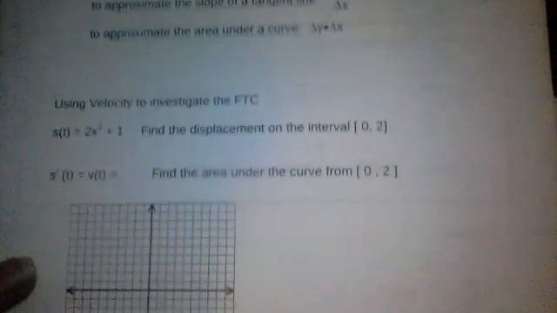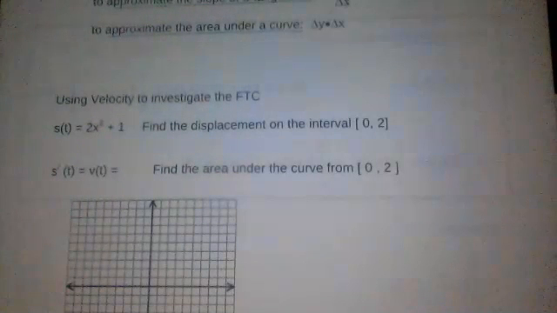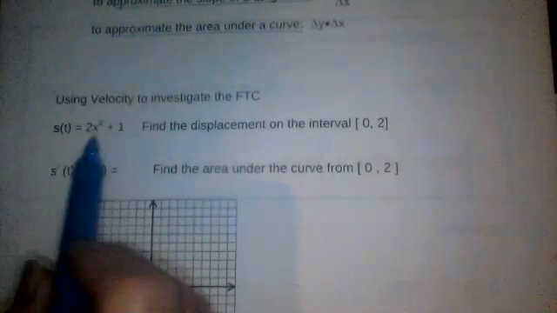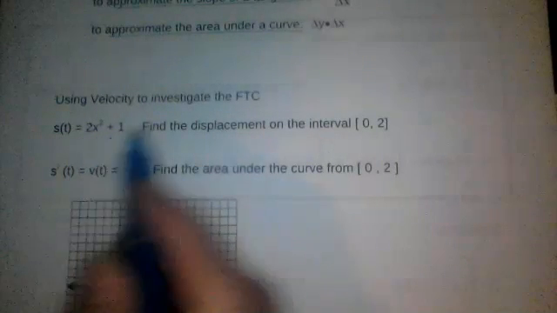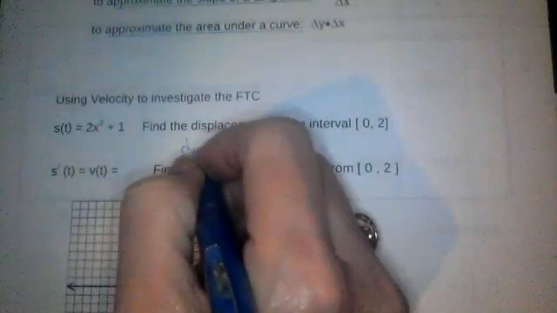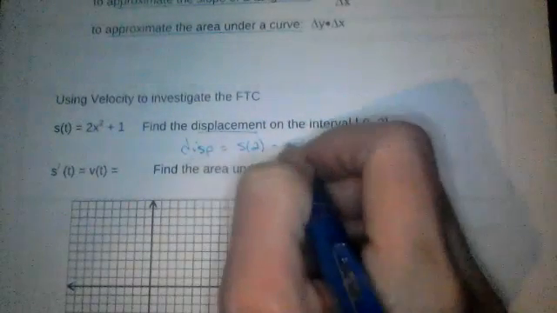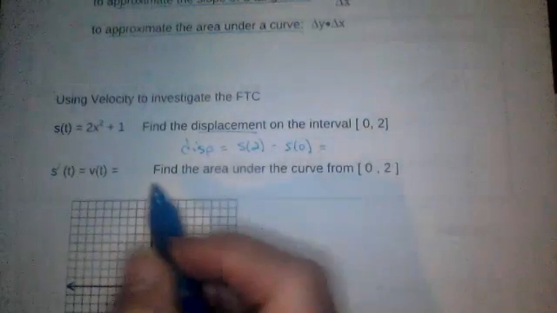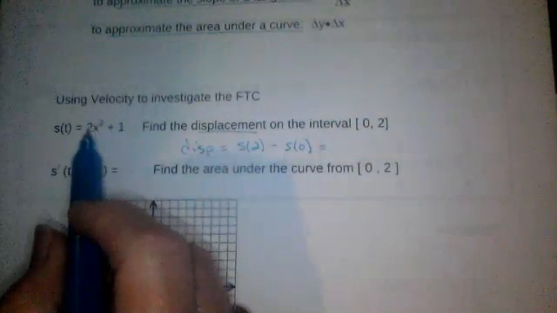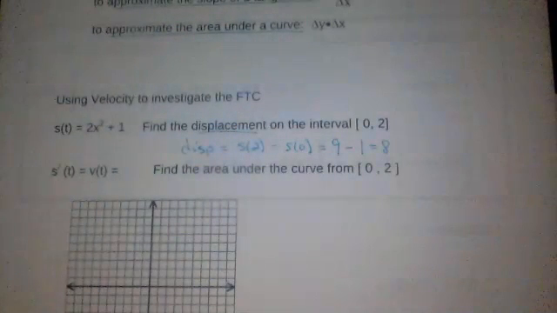So we're going to talk about using velocity to investigate this fundamental theorem and how, once again, we can see how they undo each other. So if we're given this position equation, 2x squared plus 1, and they ask us to find the displacement, it would just be s of 2 minus s of 0. So if I put 2 in here, 2 squared is 4, times 2 is 8, plus 1 is 9, minus, if I put 0 in here, I get 1. So the displacement is 8.